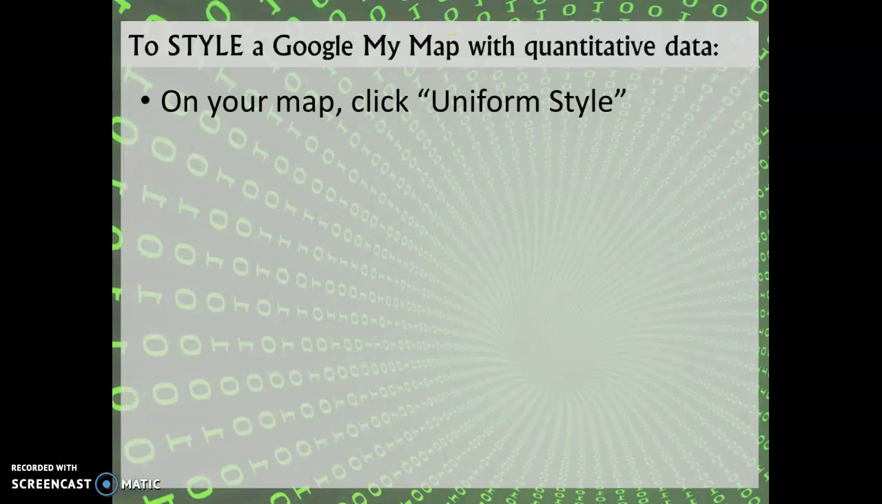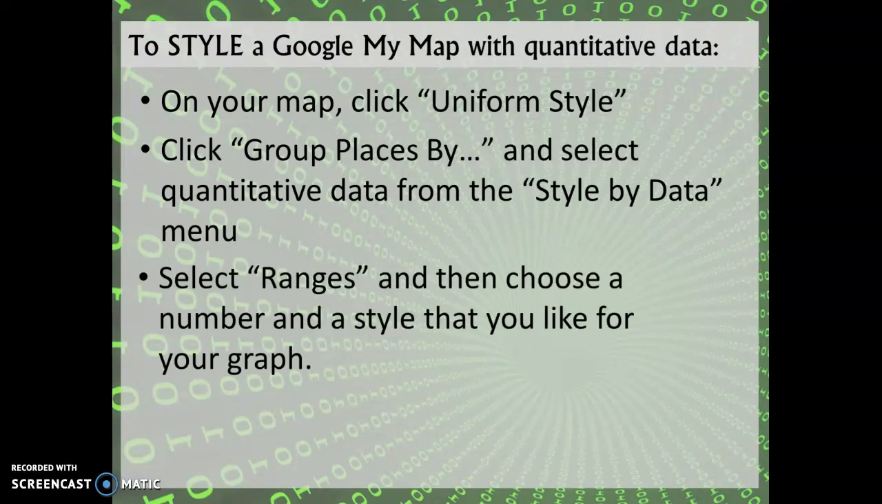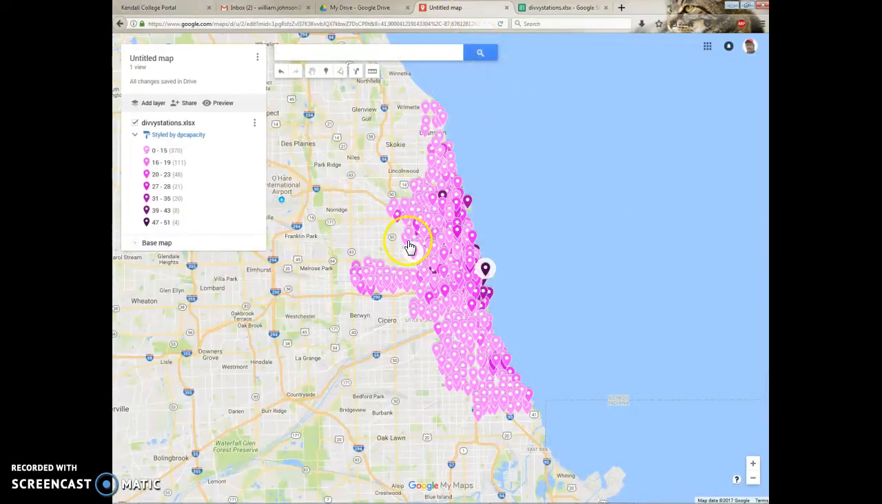On my map, you have to click Uniform Style. Then you have to group the places by, and then Style by Data menu. I picked capacity in this case, and then hit the ranges, because the first time the colors were all over the place, but if you hit the ranges, it'll go from light blue up to dark blue. You do all that, ta-da, you're going to get one of these styled maps.